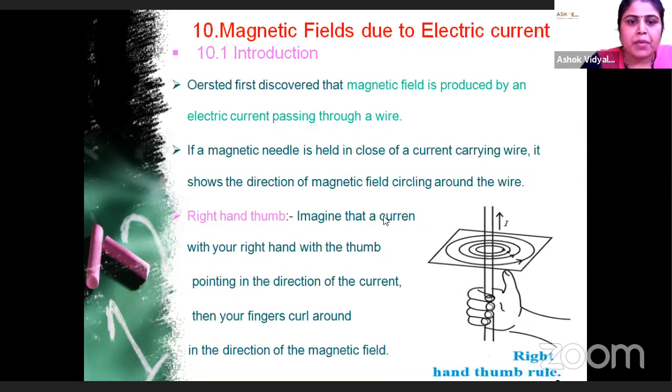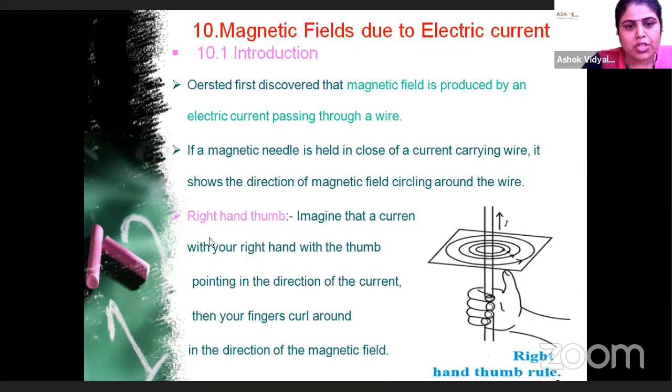If a magnetic needle is held close to a current carrying wire, then what happens? It shows the deflection, with the magnetic field circling around the wire. That means if you put this current carrying wire near the needle, it deflects. And from this, we see that there is a magnetic field due to electric current.